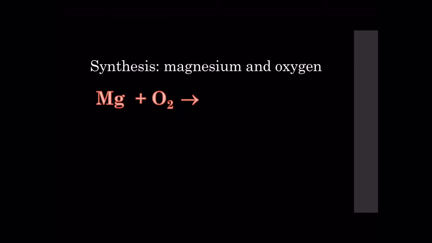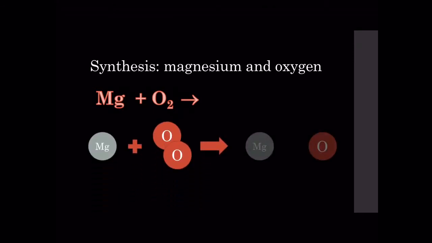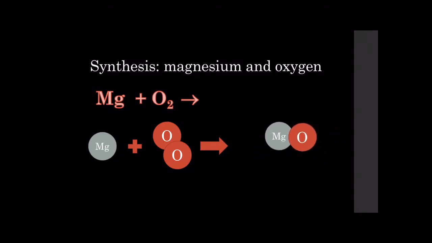So, you've got magnesium and oxygen. We've got Mg and we've got O2. And we've got this Mg2+ and this O2-. Now those add up to 0, so we'll just put those 2 together and call it good.